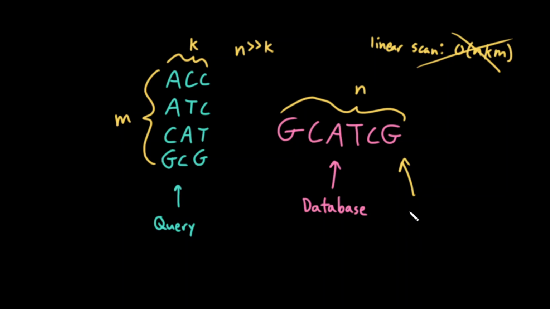Can I somehow pre-process my database sequence, the reference genome, to enable much faster searches of each of these query sequences?